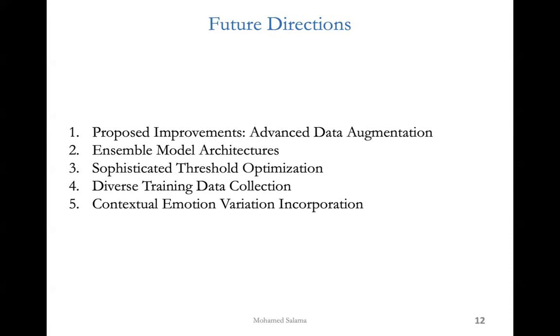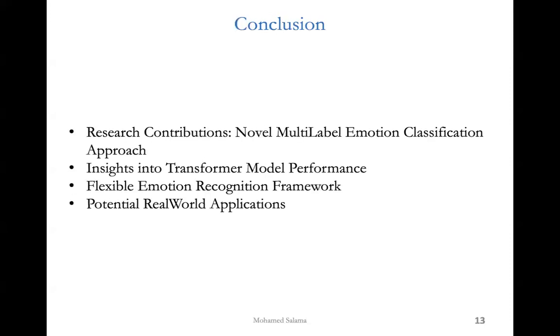Ensemble model architectures represent also a promising approach, combining multiple machine learning models to create a more robust and nuanced emotion detection system. By leveraging the strengths of different architectures, we can potentially overcome the limitations of individual models. Sophisticated threshold optimization remains a critical area for innovation. My research demonstrated the power of dynamic thresholding, but there's still significant room for more advanced techniques that can adapt even more precisely to different emotional categories.